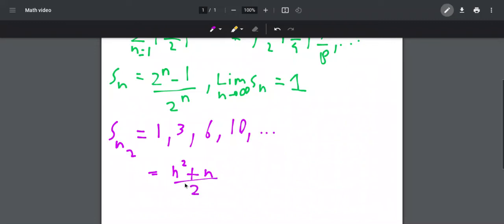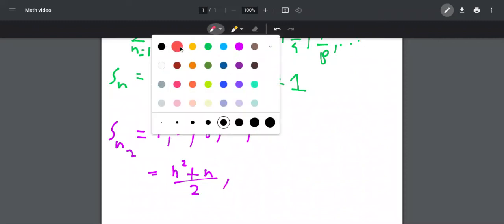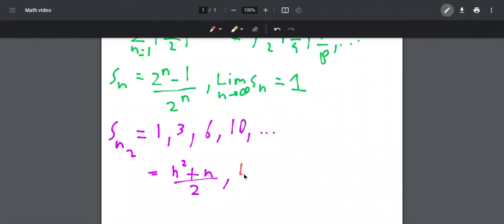If we evaluate at 1, we get 1. At 2, we get 3. At 3, we get 6. And at 4, we get 10. And if you take the limit as n goes to infinity of S sub n2, we see that the numerator goes to infinity because it has n squared and an n, and the denominator is just 2. So we know that the answer is definitely infinity.